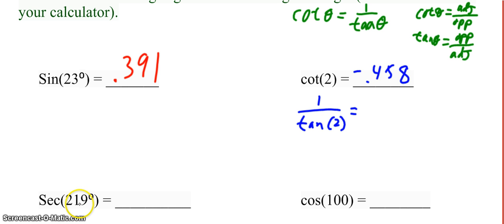Now I want you to try and type in secant of 219 degrees and cosine of 100. My hint for the secant is you're going to have to do something similar to what I did up here. Pause the video, try to type those in, and unpause when you're ready to check.